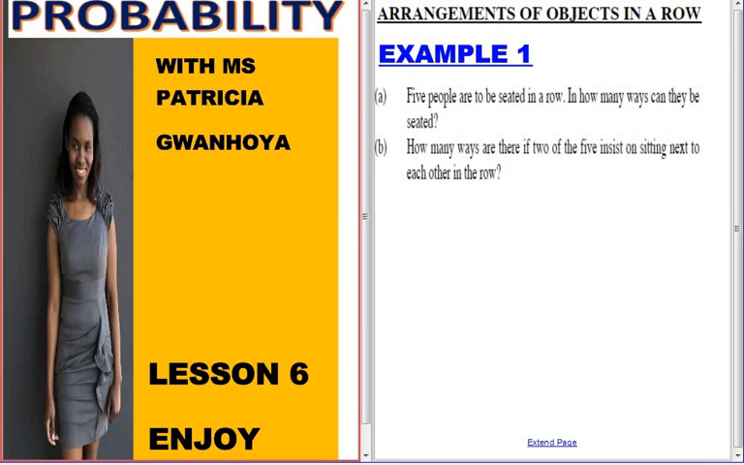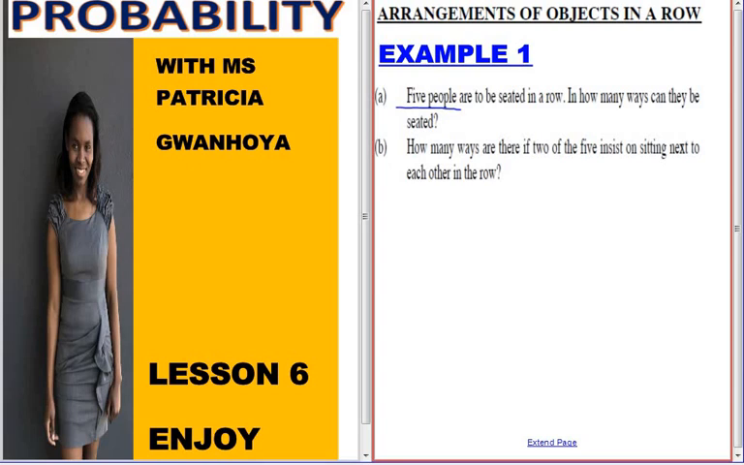So to start with, let's have example 1. Here we are being told that we have 5 people that are seated in a row, and then we are being asked how many ways they can be seated. So it's 5 people that would like to sit in a row. If there are 5 people, let's make 5 places. 1, 2, 3, 4, 5. So from what we already know, if we have these 5 places and we have 5 people to fill it, it's more like 5 permute 5.